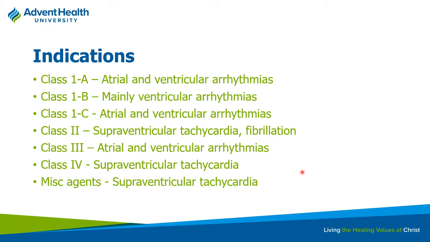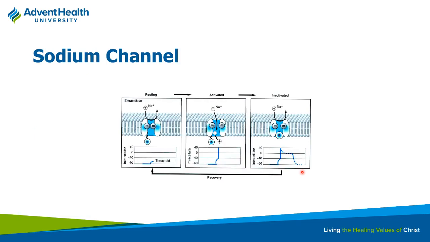So just note 2 and 4 are going to be mainly for atrial arrhythmias or supraventricular arrhythmias, right? So above the ventricles. Class 1 and 3 can be both atrial and ventricular. We'll get more details on that in just a few moments here.